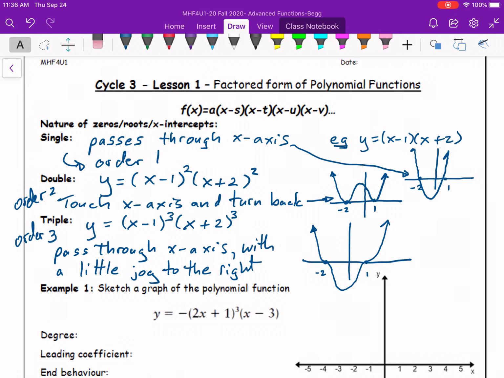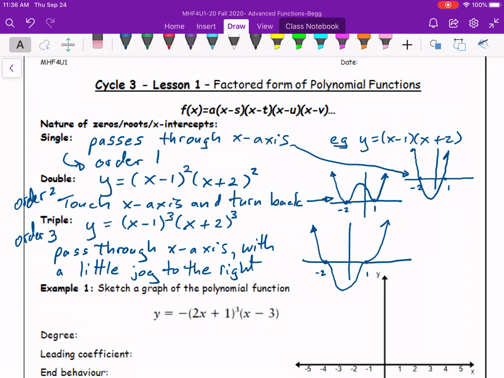This is the first lesson in Cycle 3 of the Grade 12 Advanced Functions course. And again, we're going to cycle back and go through different things to do with the various polynomials that we've learned about. Sorry, not polynomials. We are going to start with polynomials, but what I meant to say was functions.